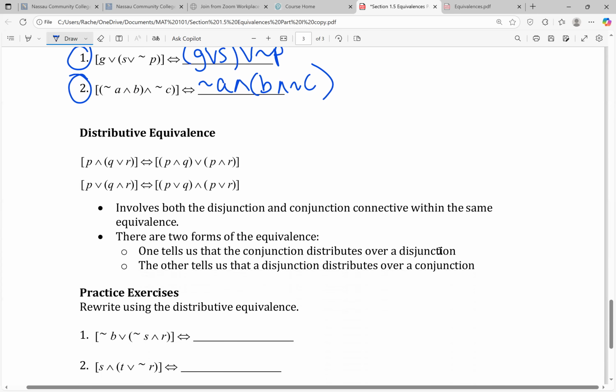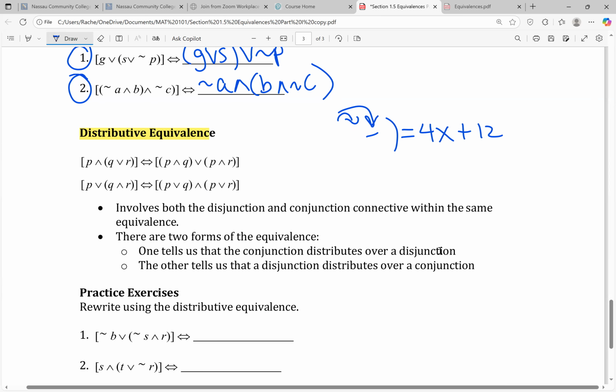And then we also have what's called the distributive equivalence. Kind of similar to the distributive property in math. So for example, if we had, let's say, 4 times x plus 3, we distribute the 4, right? So this would be equivalent to 4 times x plus 4 times 3, which is 12.